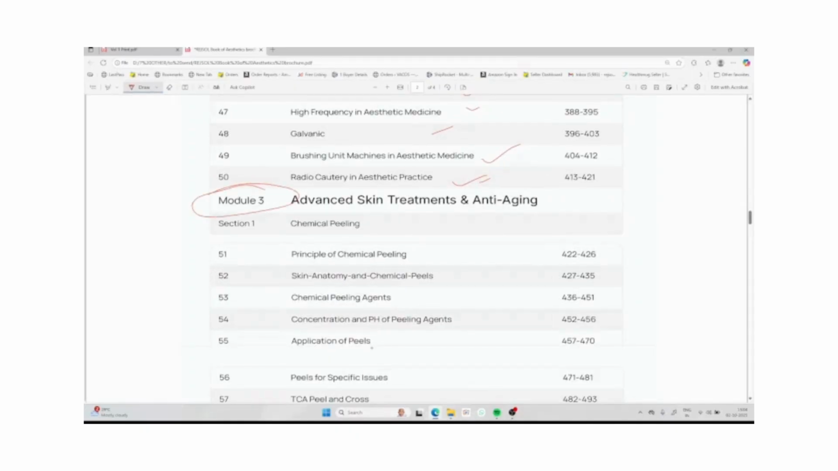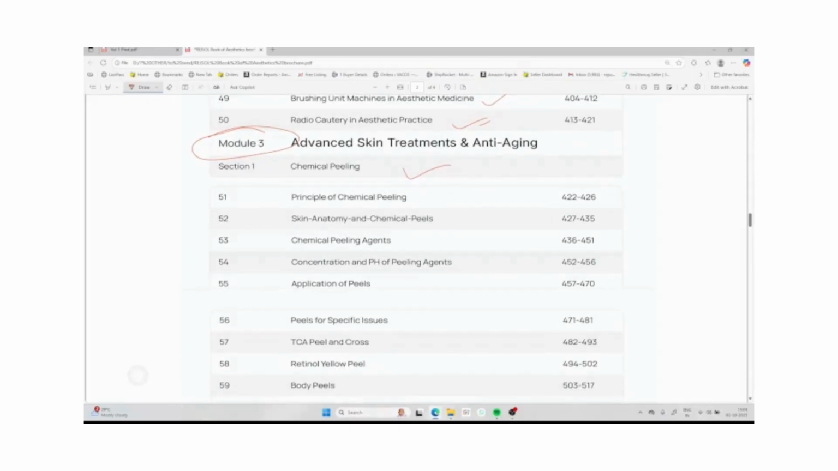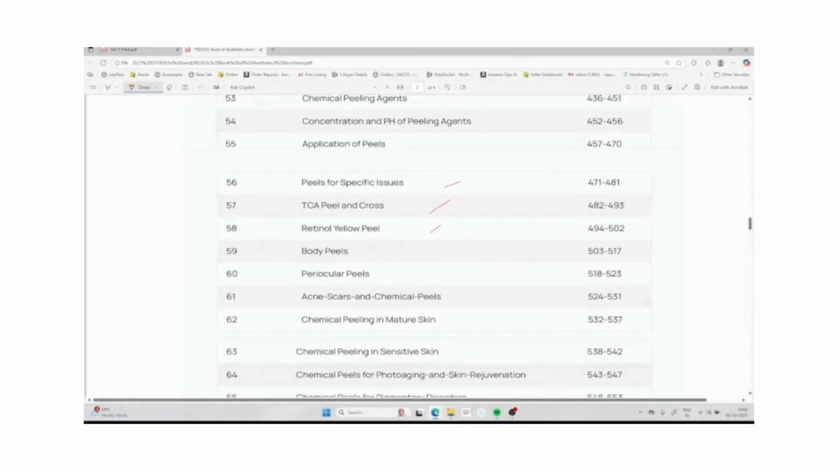Now module 3 starts over here, chemical peeling. So these are all the chapters. What are the applications of peel? What are the different chemical agents? Peels for specific issues. Then TCA, retinol, or the yellow peel.